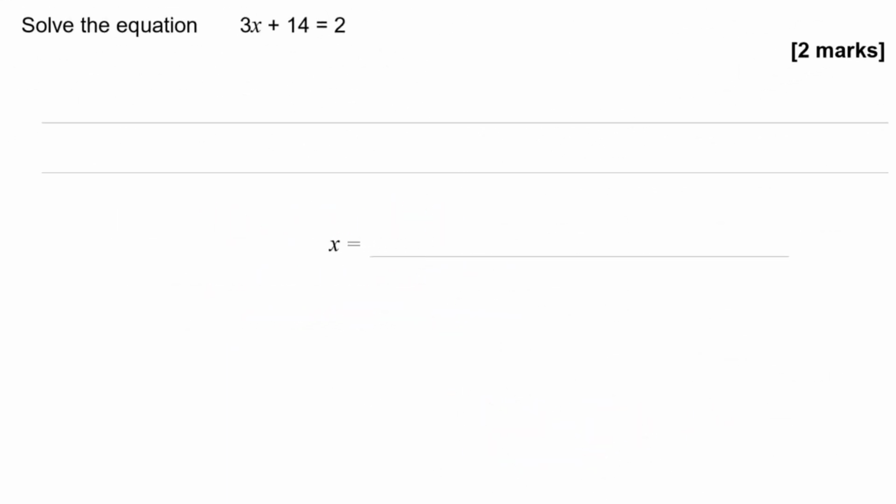Two solutions. Solve the equation 3x plus 14 is equal to 2. Right, so subtract 14 from both sides, or change sides, change signs to move the 14 to the other side. I'm going to get 3x. Those two things are going to cancel each other out. I'm going to get 3x is equal to 2 subtract 14, which is minus 12. Then dividing both sides by 3, I'm going to get x is equal to minus 4.